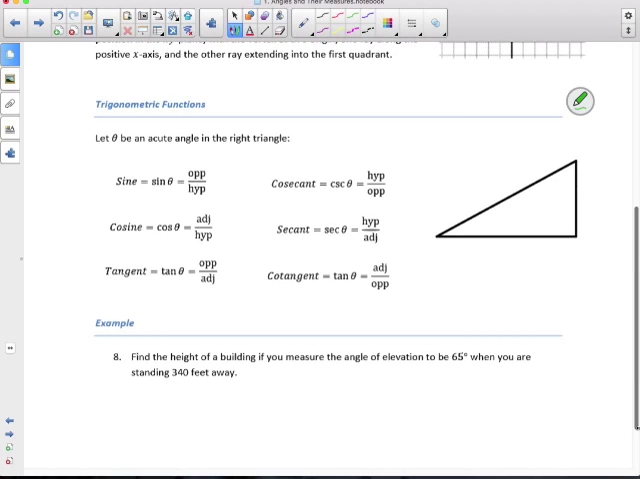If I come down to my trig functions, here's your SOHCAHTOA that you're used to. In terms of our triangle, if I let this be theta, the side opposite of that we label as opposite. Here's 90. The side that's opposite of 90 is going to be the hypotenuse. And then the side that's right next to the angle but not the hypotenuse is called the adjacent side.